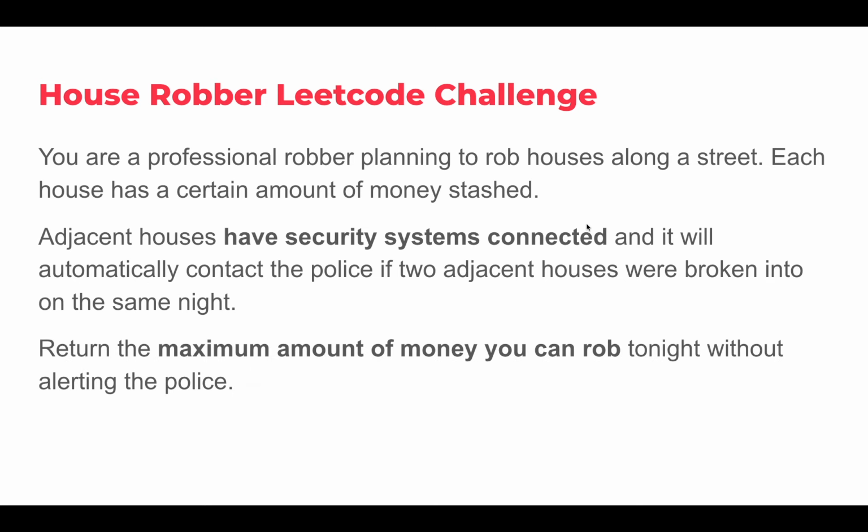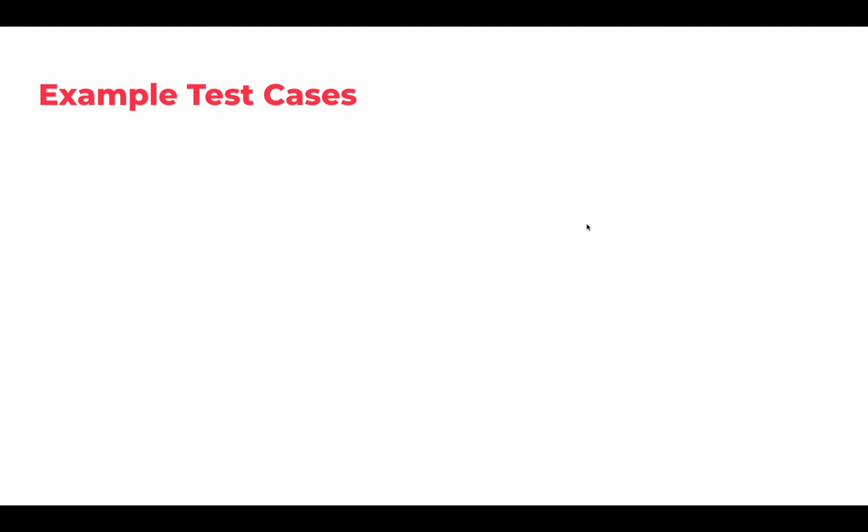But what this wants us to find out is the maximum amount of money you can rob tonight without alerting the police. So, in simpler terms, we're going to have an array of numbers, which is going to be the amount of money that we can steal from different houses. And we're trying to maximize the amount of money we can collect, but we cannot steal from two adjacent houses. Let's look at some example test cases and what this looks like.